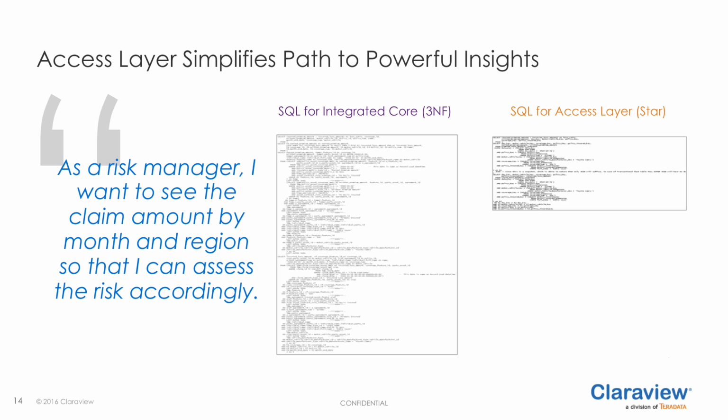Keep in mind that third normal form has tremendous value due to its flexibility and scalability, but it's best when partnered with a well-designed access layer that can simplify the path to insight. In the example here, you see a real-world report where we first modeled it against the third normal form integrated model, and then modeled it against the access layer, in this case, a star dimensional model. You can see how much simpler the SQL is and how much easier this would be for a business user to understand.